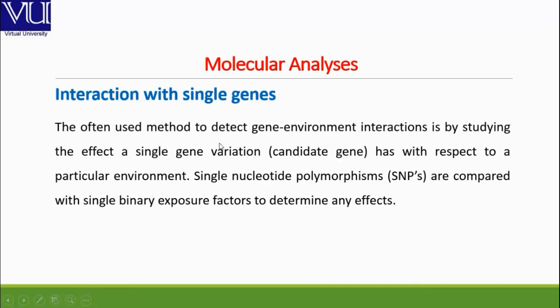The often used method to detect gene-environment interaction is by studying the effect a single gene variation, or candidate gene, has with respect to a particular environment. Single nucleotide polymorphisms are compared with a single binary exposure factor to determine any effect.